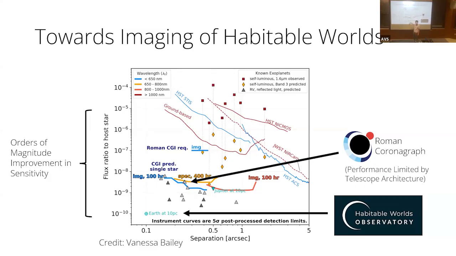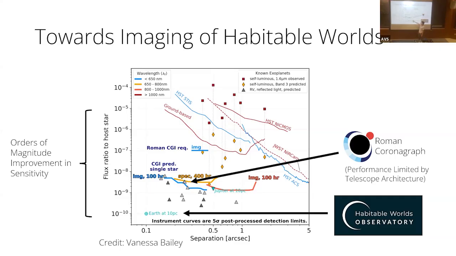To image an Earth-like planet around a sun-like star at 10 parsecs away, we have to reach a contrast ratio of 10 to the minus 10, 10 billion times fainter than its host star, at an angular separation of 0.1 arcseconds. We're talking 5 orders of magnitude of sensitivity beyond what we can currently achieve. That sounds very hard and very daunting. And this is what Habitable Worlds Observatory wants to get to.